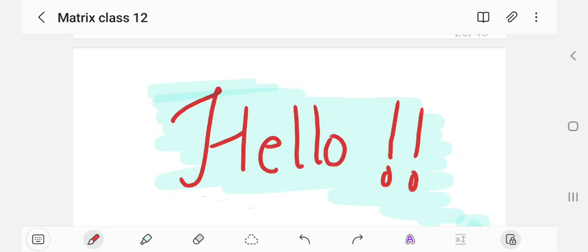In the last lecture, we discussed the various properties of matrix multiplication. We also saw various examples. Today, we are going to discuss exercise number 3.2. So let's begin.